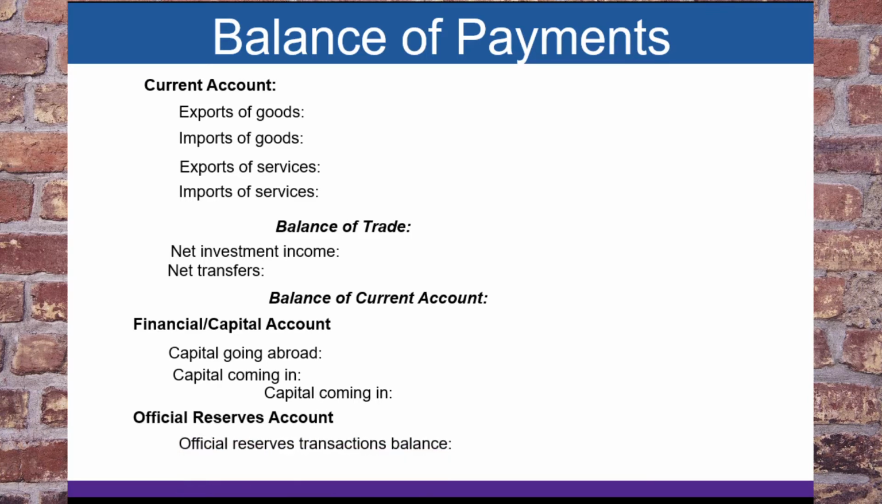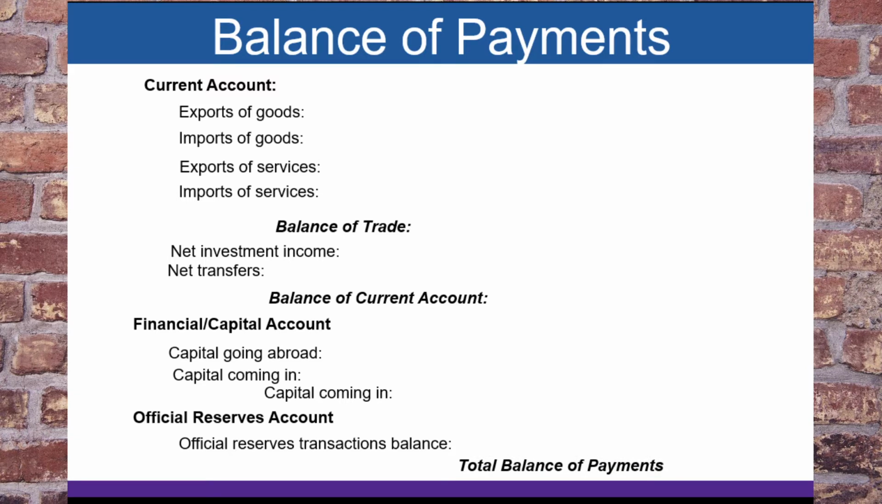Then we have the reserve accounts. This is where we buy and sell our currency on the foreign exchange market to balance out the payments. So if the balance of trade deficit is greater than the capital coming in, we'll have to buy our dollars off the foreign exchange market. And if the financial account is greater than the current account, we'll sell our currency. That's all in an attempt to balance it out, and that gives us the total.